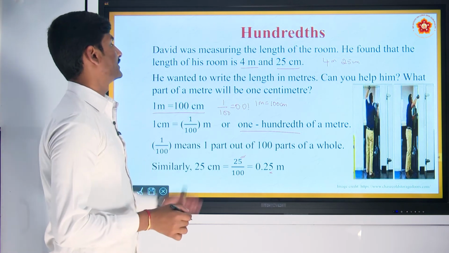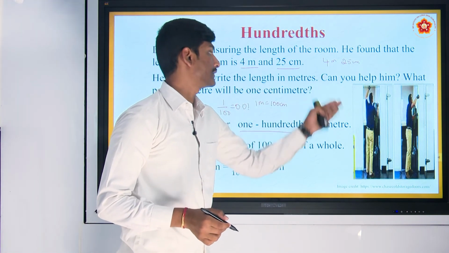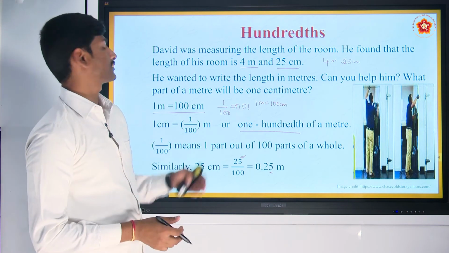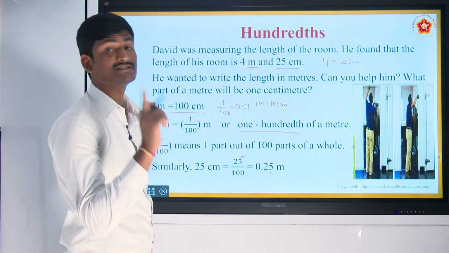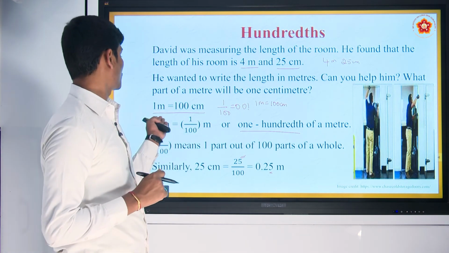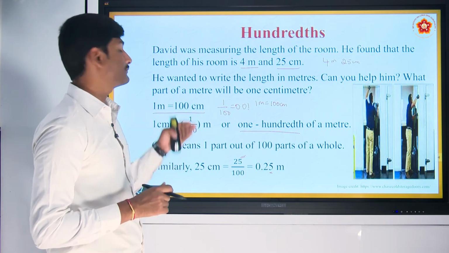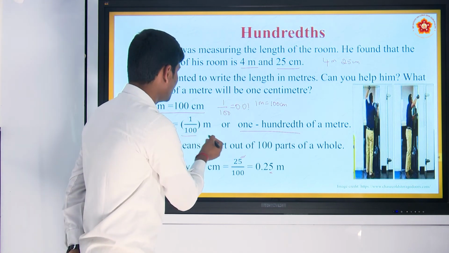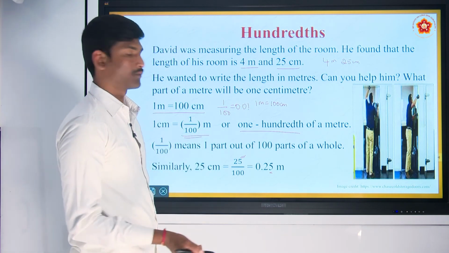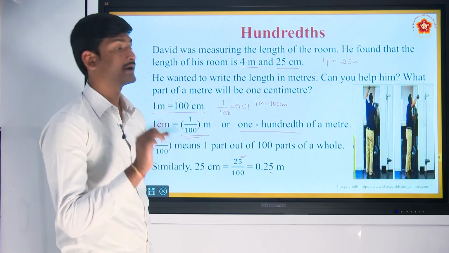He wanted to write the length in meters. Can you help him? What part of the meter will be 1 centimeter? You know 1 meter is equal to 100 centimeters. Here 1 centimeter is equal to 1 by 100 meter.